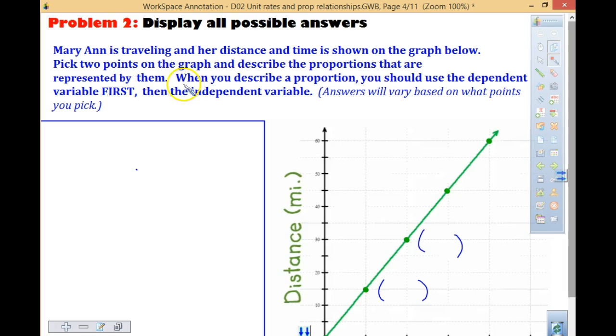But what did you want to read this again? When you describe, would you read that out loud again? And then what? So please put dependent. And then a lot of times we're going to use the word per or independent. Okay? So please write that up top.